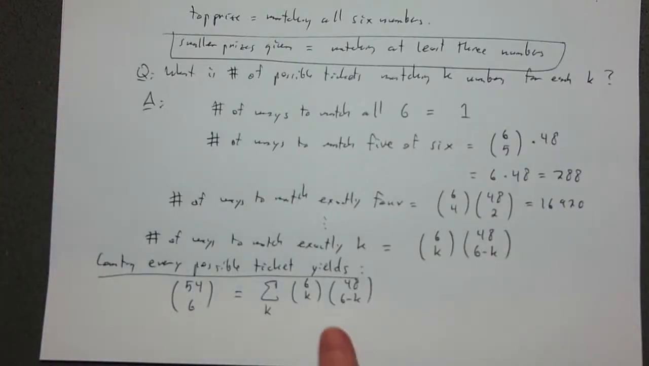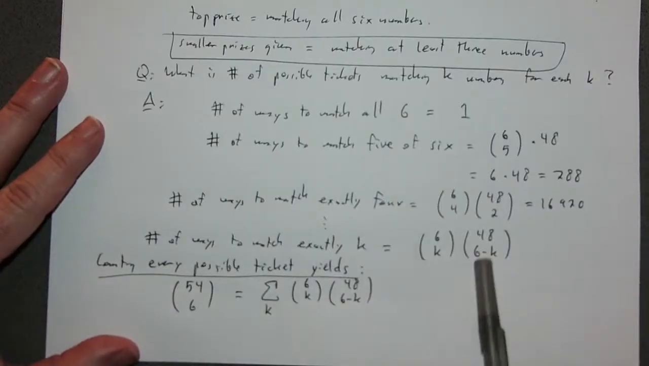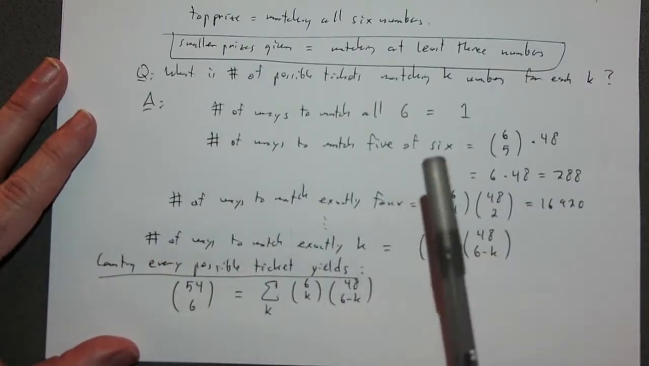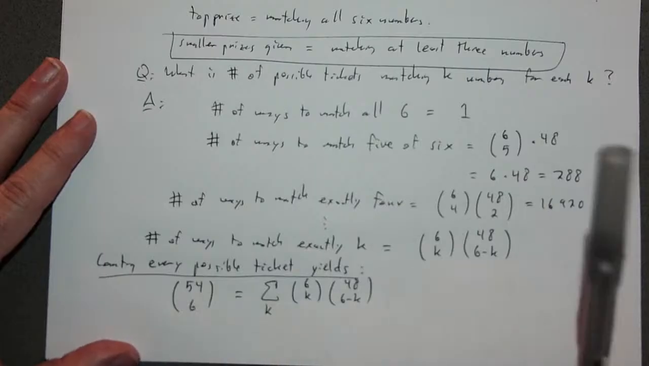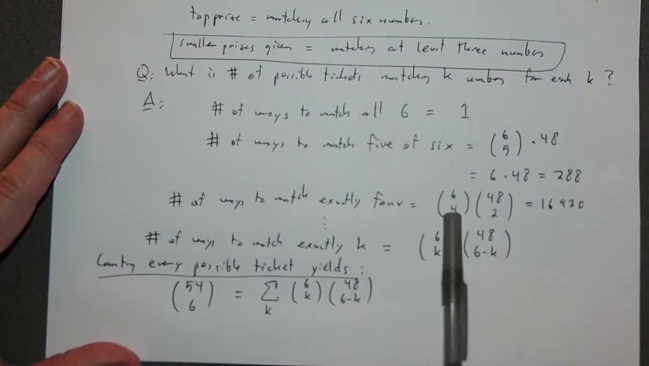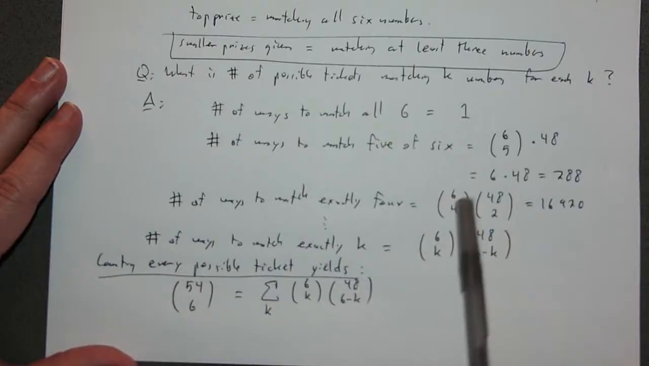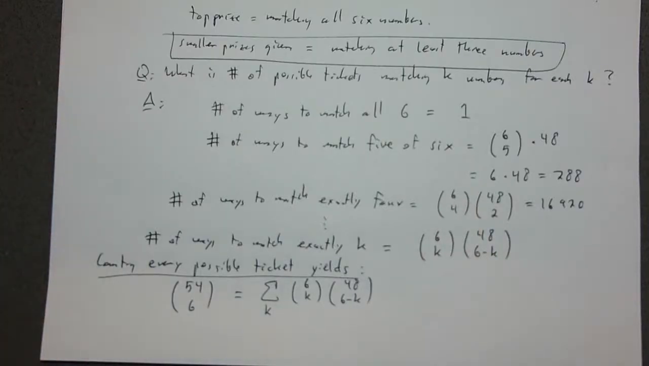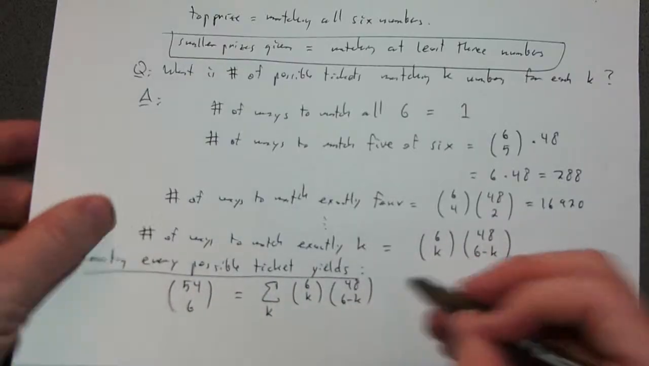Now, why does this count everything once? Well, think about what each term in this sum is counting. It's the number of ways to match exactly k in each term. So the number of ways to match exactly 0, 1, 2, 3, 4, 5, 6. All of these are being counted, and the way that we have selected these means we're not double counting. Of course, I can use this to generalize the following.